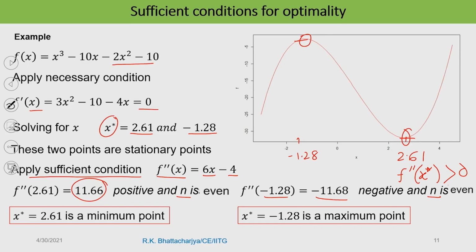So, that way by applying the necessary condition and sufficient condition, I can find all the stationary points, and also I can tell whether a particular stationary point is a minimum, a maximum, or an inflection point. So, what I have to do? I have to apply the sufficient condition.